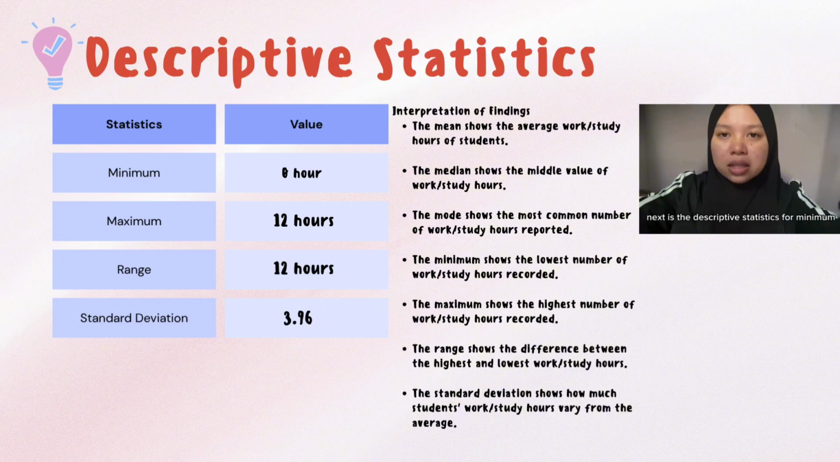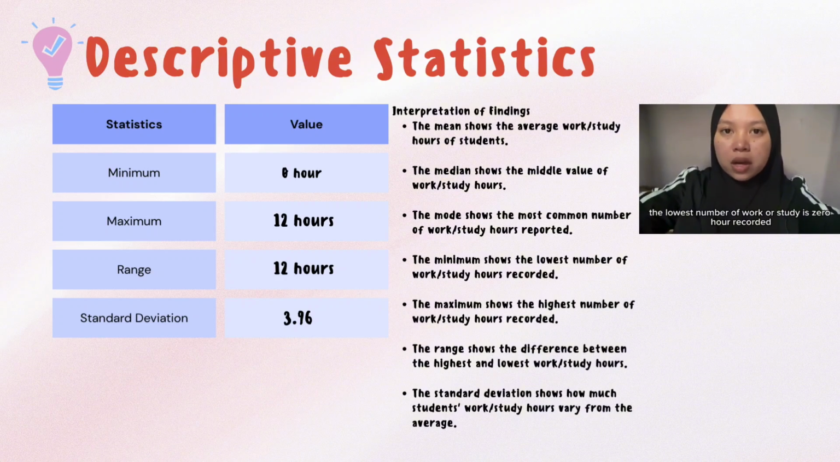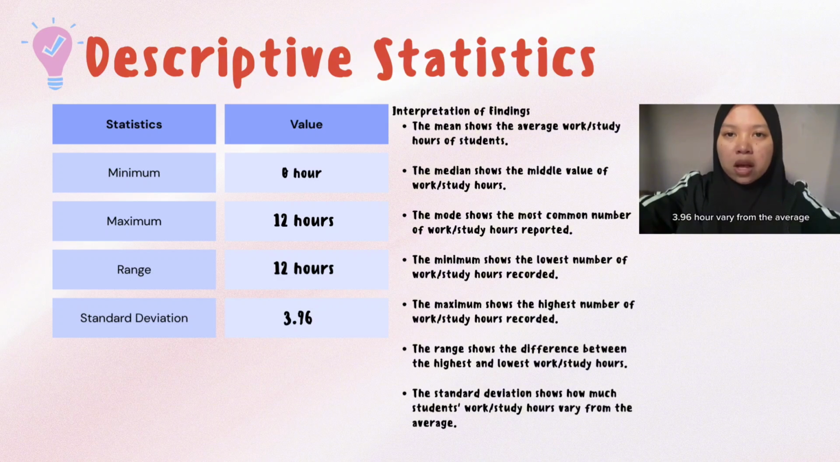Next is the descriptive statistics: minimum, maximum, range, and standard deviation. The minimum shows the lowest number of work or study hours recorded is 0 hours. The maximum shows the highest is 12 hours. The range shows the difference between the highest and lowest work or study hours is 12 hours. The standard deviation shows how much student work or study hours vary from the average, which is 3.96 hours.